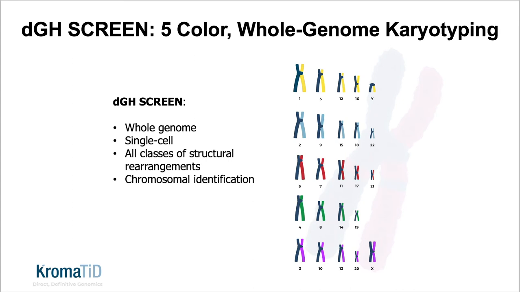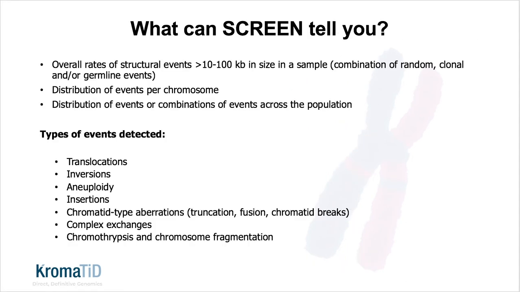Typically, we talk about DGH SCREEN as a single-cell assay, but more accurately, it's a measurement run in hundreds of single cells from a sample to identify constitutive structural variations and to profile heterogeneity, however complex the genome might be. What types of analysis can be run using SCREEN, and why is SCREEN data useful or important?